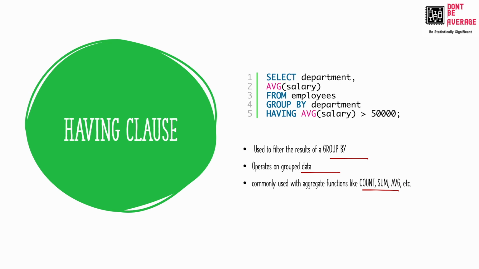Now let's see an example. In this example, the HAVING clause filters the groups generated by the GROUP BY operation where the average salary is greater than 50,000.